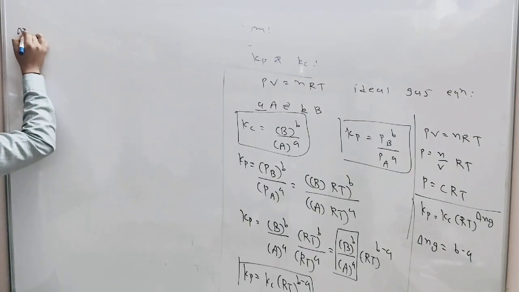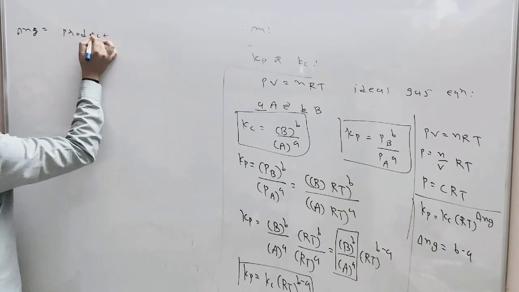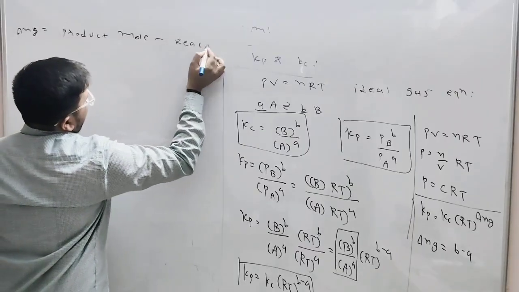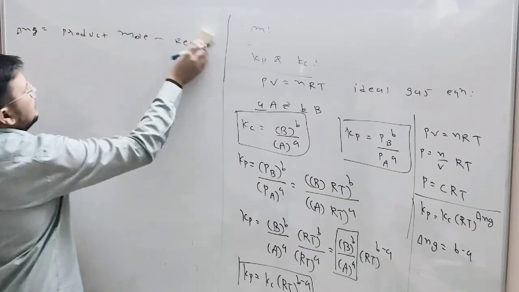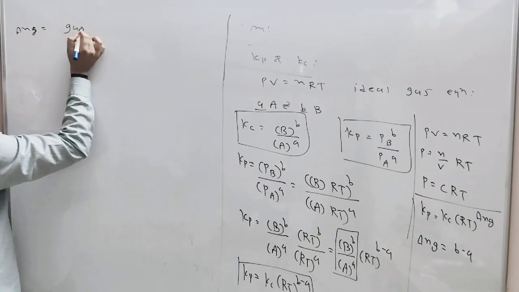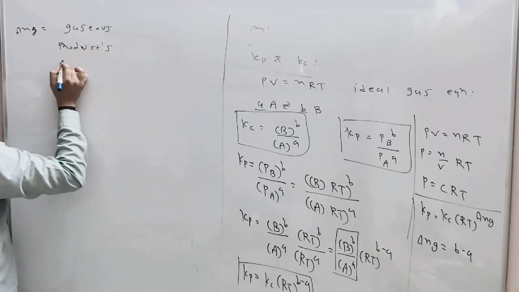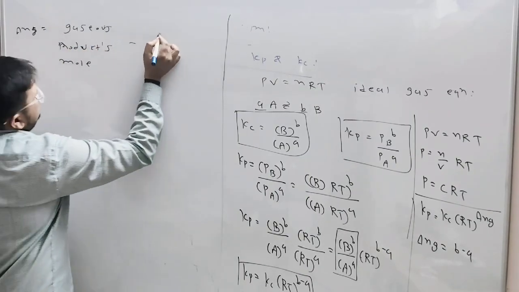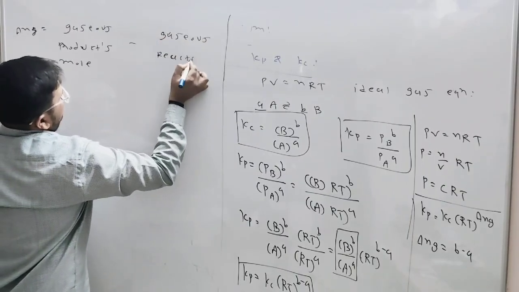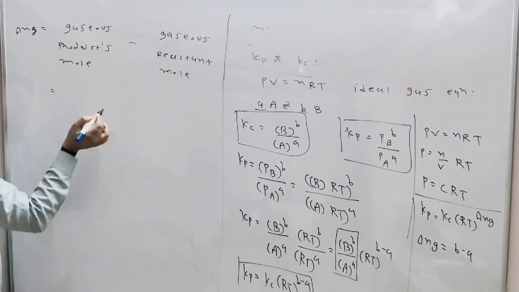Then I can say delta Ng is equal to gaseous product mole minus gaseous reactant mole. Gaseous products mole minus gaseous reactant mole.